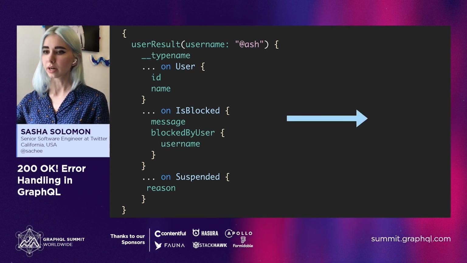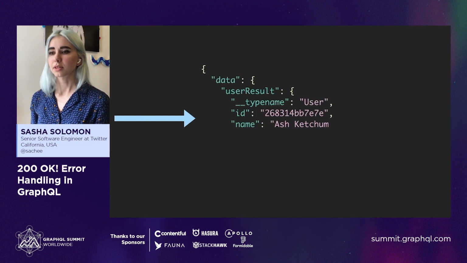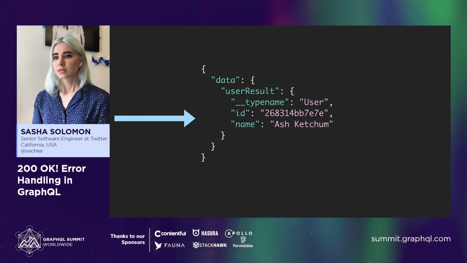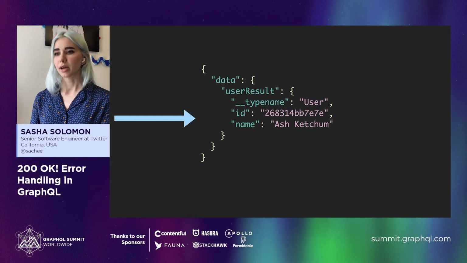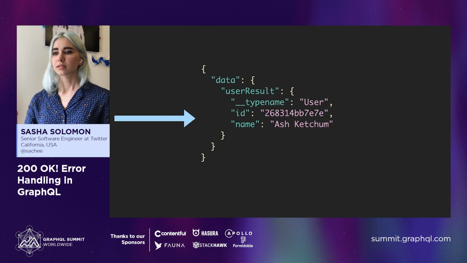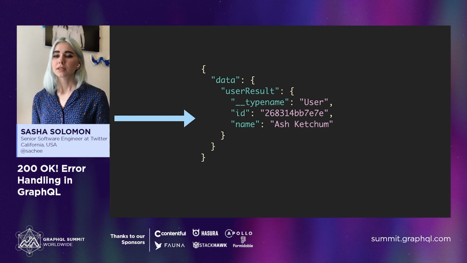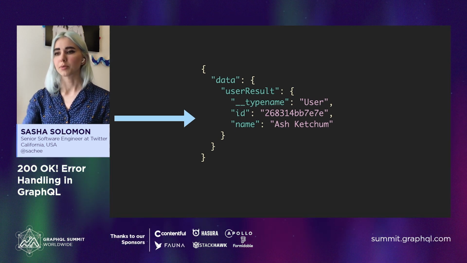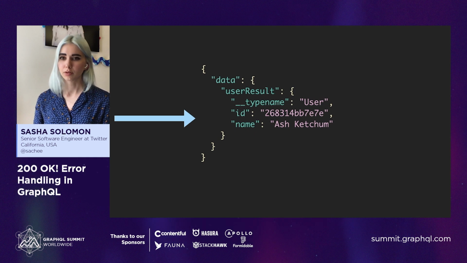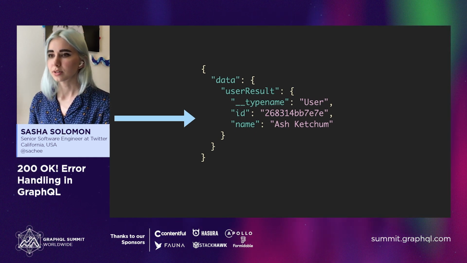So let's run this query. And we get something like this back. So in this case, this is like the happy path. We just get back a user result, and we also get back ID and name. You may have noticed that we also queried for type name. You don't have to query for that if you don't want to, but this is just letting us know that the type that we actually got back is user, and that's GraphQL's way of telling you for union types what type you have. So in this case, it's a user.